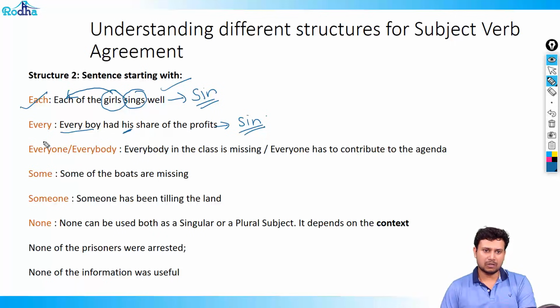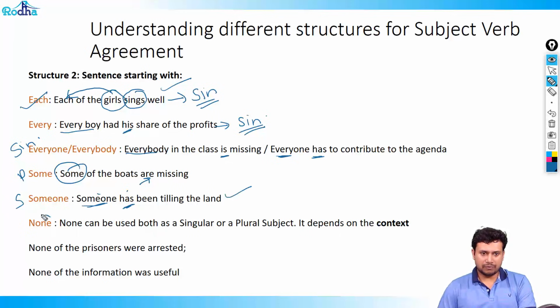Everyone, everybody also act as singular. So, everybody in the class is missing. Similarly, everyone has to contribute. The next word that we will focus on here is some. Some is plural. So, some of the boats are missing. Why? Because you're referring to some boats. But someone is singular. So, someone has is correct.